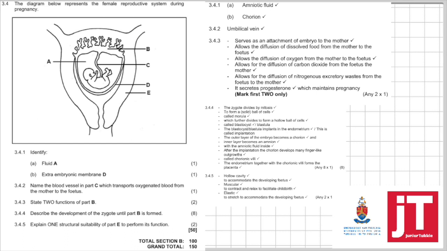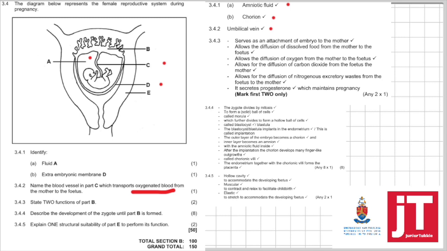3.4. The diagram below represents the female reproductive system during pregnancy. 3.4.1. Identify fluid A. Fluid A can only be the amniotic fluid. Identify the extraembryonic membrane D. That can only be the chorion. 3.4.2. Name the blood vessel in part C that transports oxygenated blood, of course, from the mother to the fetus. That's the umbilical vein.